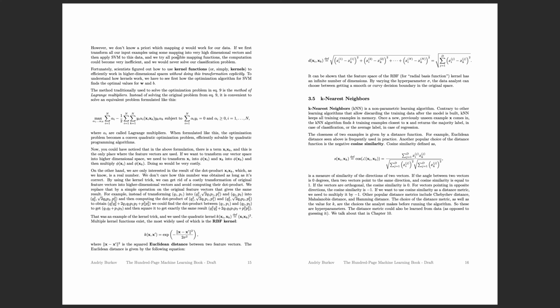We don't exactly know which function or how we should change our x to get our third dimension. So usually our model will try all possible functions. I mean, if it does that, it will become very inefficient and we would never solve our classification problem. Fortunately, this problem has been figured out, right?